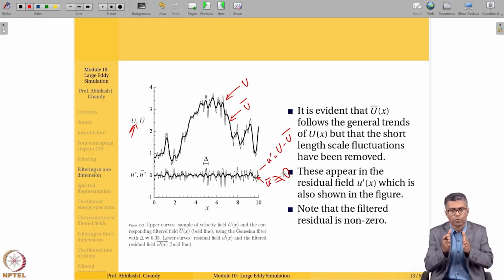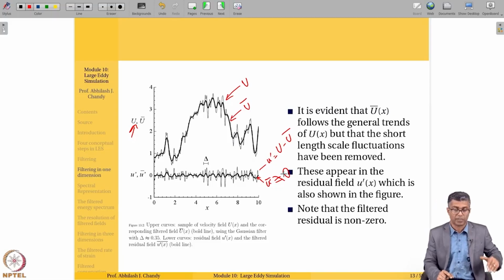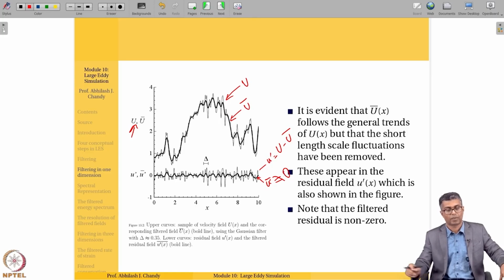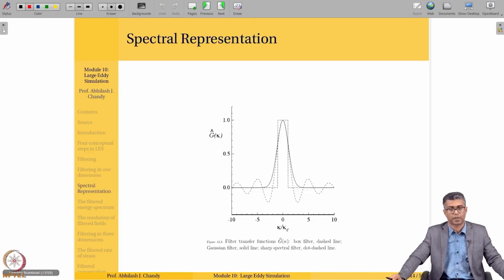You filtered it using some filter width delta, but the important thing to notice here is that u prime bar is not equal to 0. You have smoothed it out, yes, because you applied a filter. The same kind of smoothing operation has been done for capital U, the actual velocity field, and the residual field. You're smoothing it out, but you're not getting it to be zero. It might approach zero at some points, but it is not going to be zero.